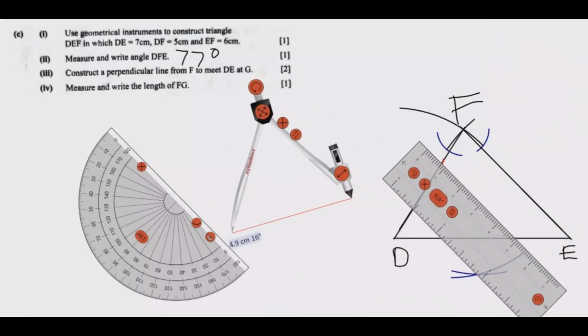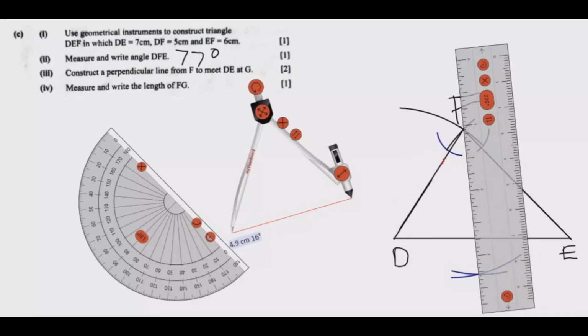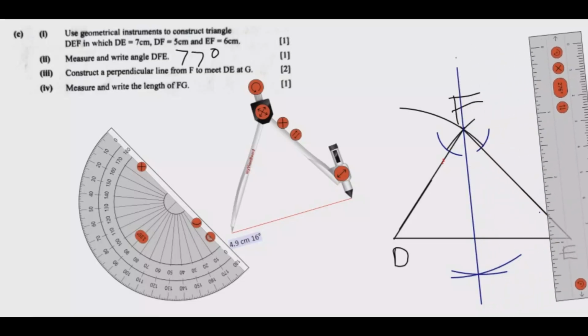Okay, now once I've done that, the next thing I'm going to do is draw a line here. So I'm going to use my ruler. Okay. Now the next question is asking us, we have drawn the line and then we should name this point as what we are told, construct a perpendicular line from F to meet DE at G. So this point we are going to call G. Okay, this is G, where it has met the DE line.